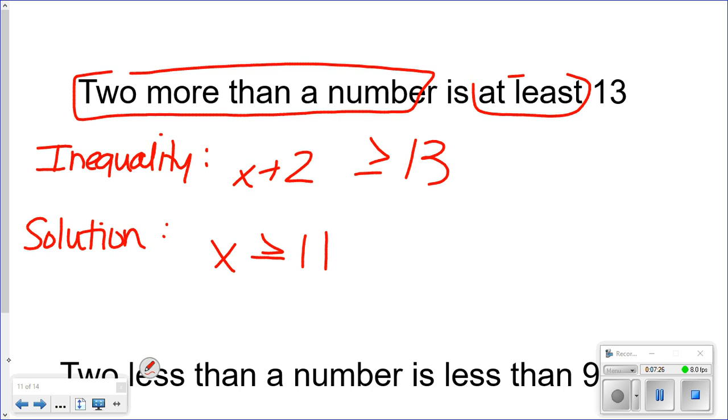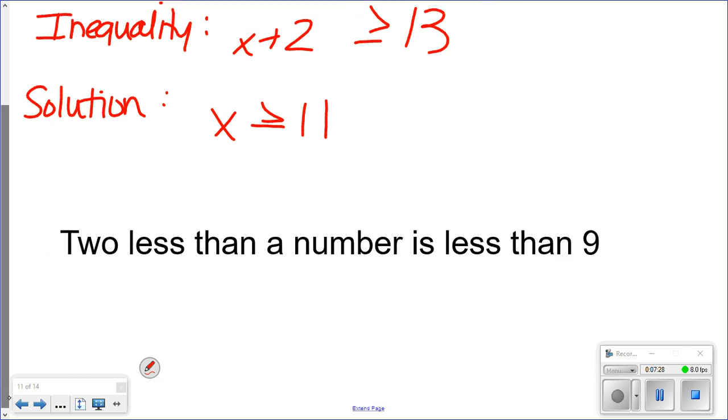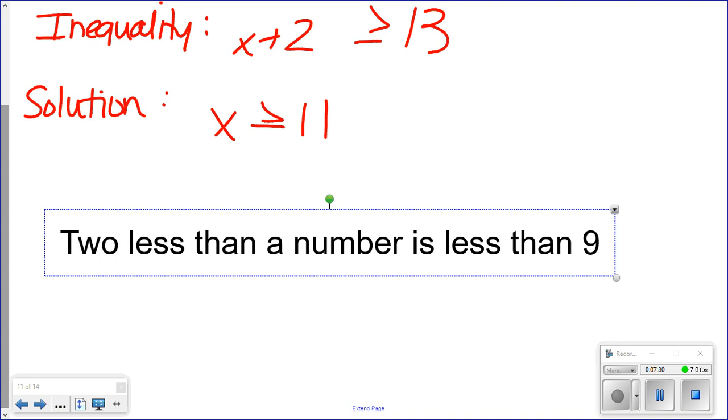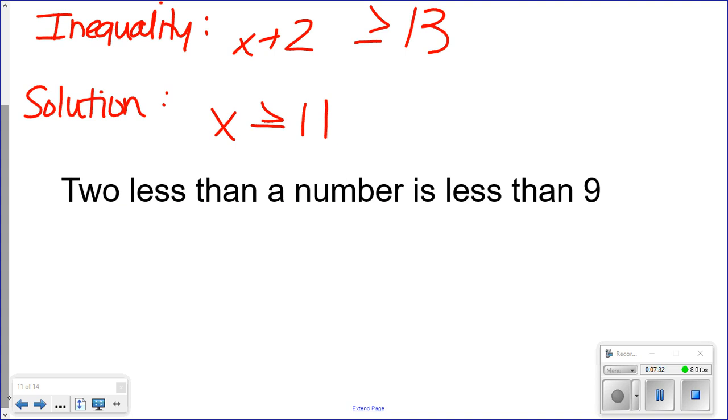I'm going to do this one. This is a tricky one. Subtraction can be kind of tricky, and this is a subtraction one. So 2 less than a number is less than 9. This one is confusing because there's 2 less than.